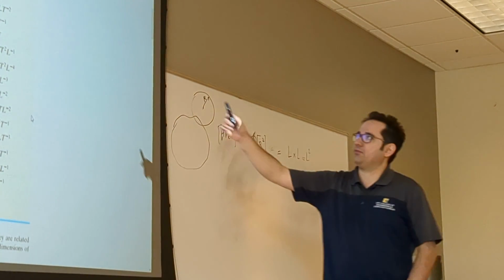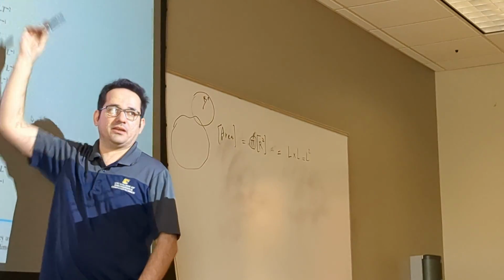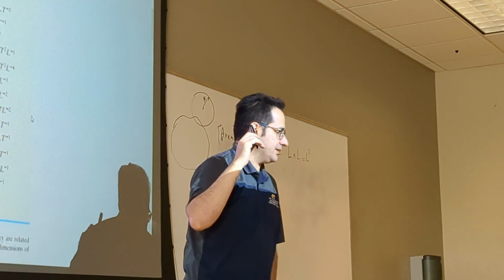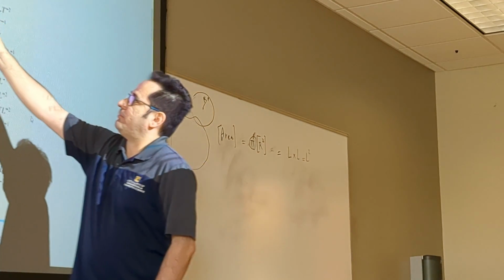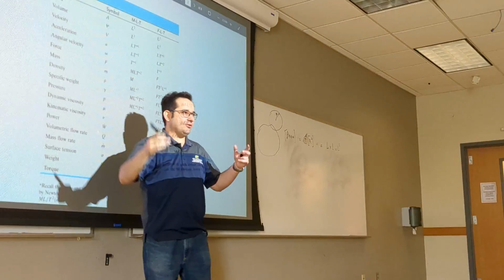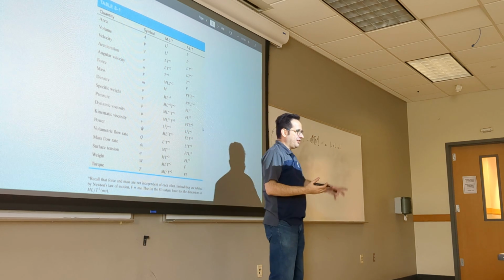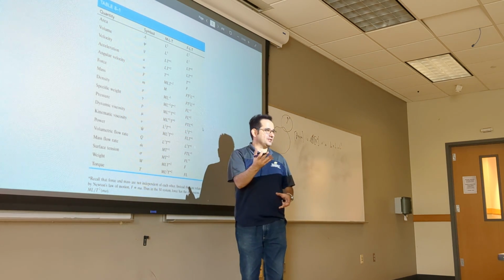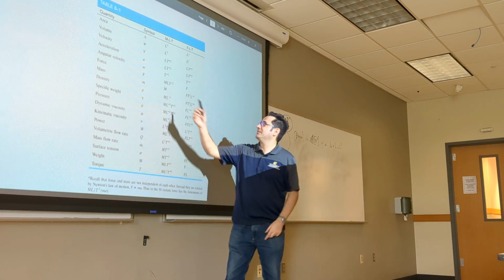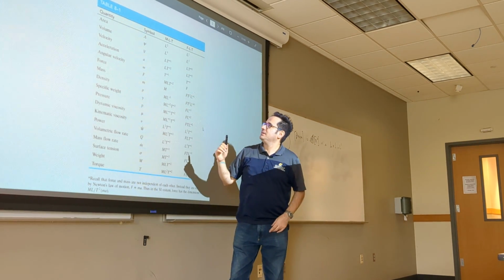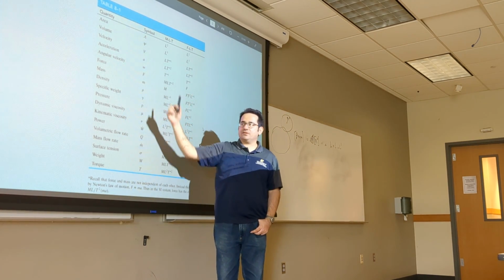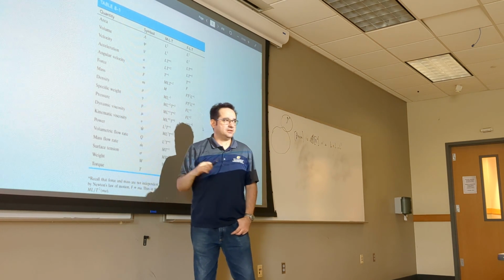So instead of meter or feet, they say L. L means length, right? So length is squared. What about volume? Well, volume is always area times the height, right? Area was L squared times another L, L cubed. This might be a fun little example: find the dimensions of pressure.